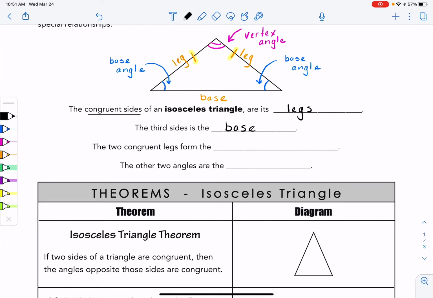The two congruent legs form the vertex angle, meaning these two legs come up and they intersect at the vertex angle. And the other two angles are called the base angles. And I'm just going to add a little note in here that the base angles are congruent.